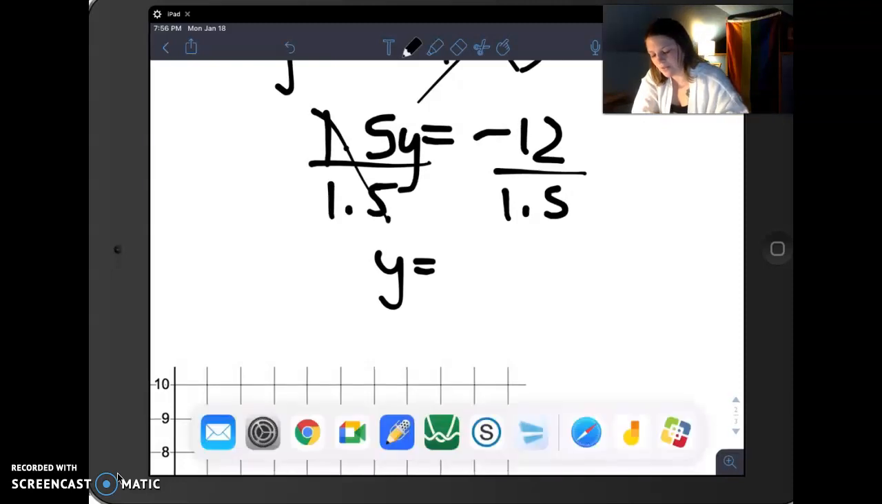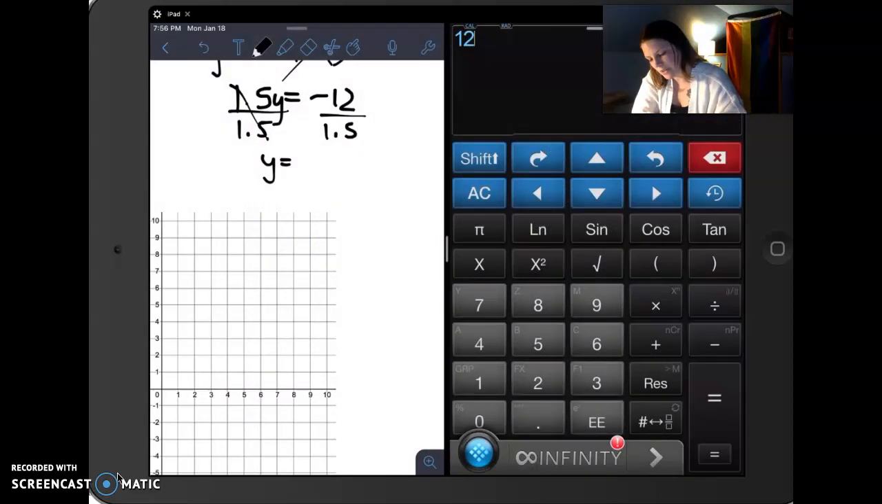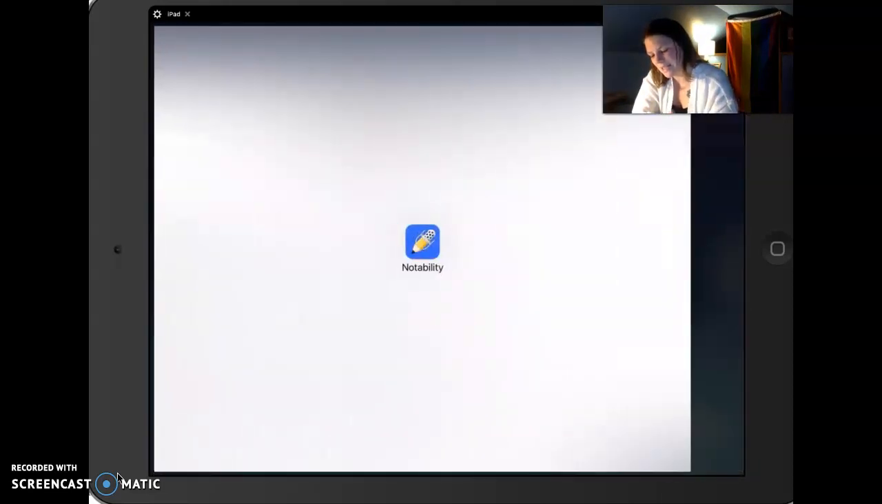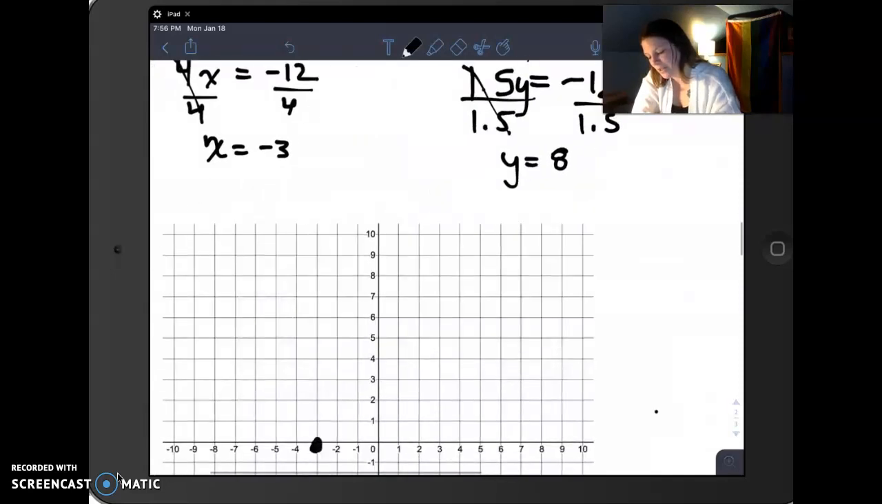Okay, let's do 12 divided by 1.5. 12 divided by 1.5 is equal to 8. So I got y equals 8, and that's our b value. Remember, the y-intercept is the same as the b value.